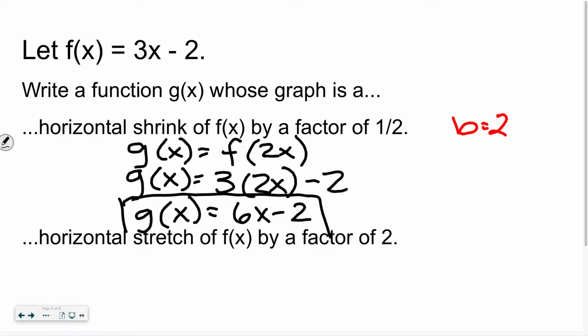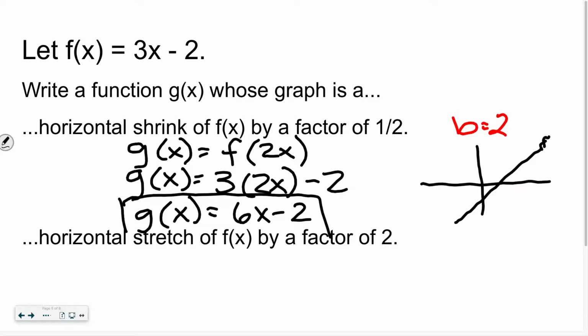I'm gonna draw just a real rough sketch. I'm not gonna be real exact here. But here's a rough sketch of what's happening. I'm going to draw f of x first. It goes through -2 on the y-axis, and it has a slope of 3. So I'm going to say maybe f looks something like this. It's probably a little steeper than that, really.